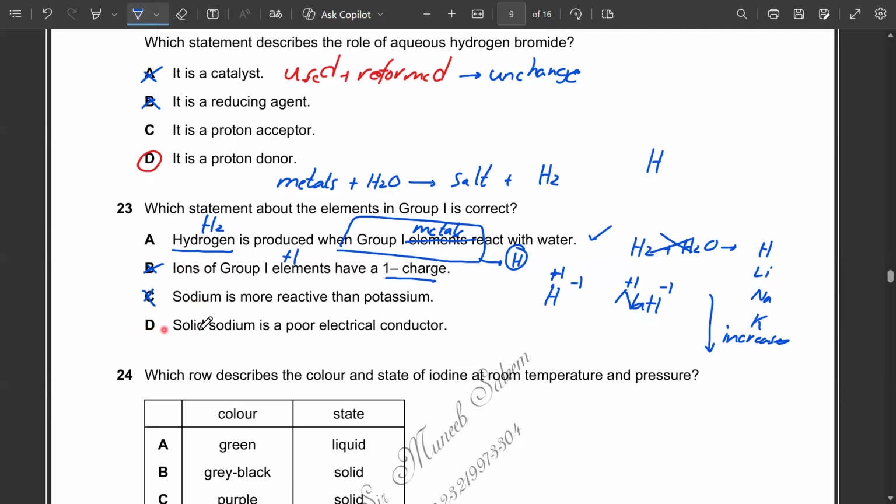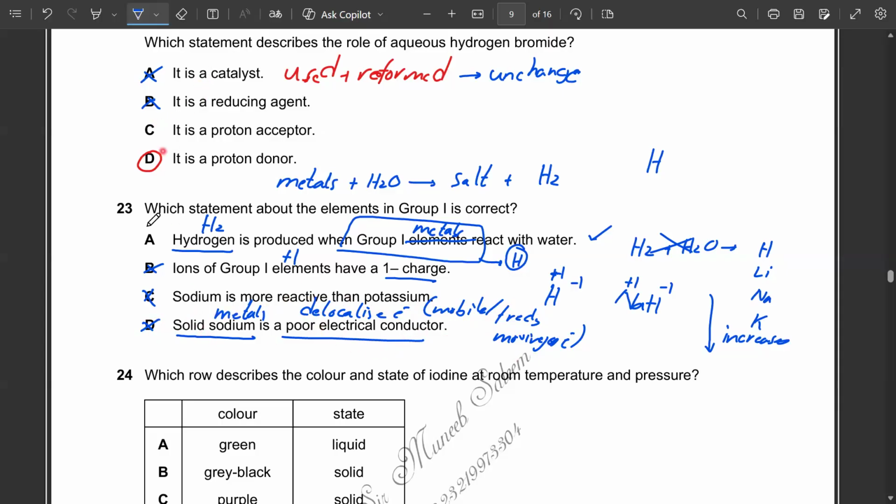Then D, solid sodium is a poor electrical conductor. Okay, sodium is a metal, and metals are all good conductors of electricity because of the presence of delocalized electrons in them. You can also call them mobile electrons, or free electrons, more precisely, freely moving electrons. Because of this reason, all metals are good conductors of electricity. So that's why D is also incorrect.